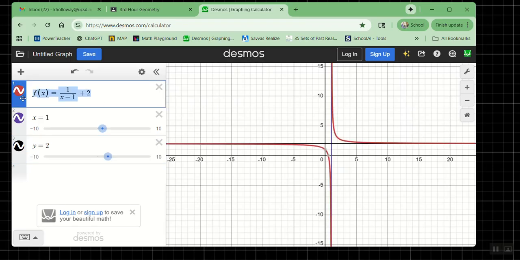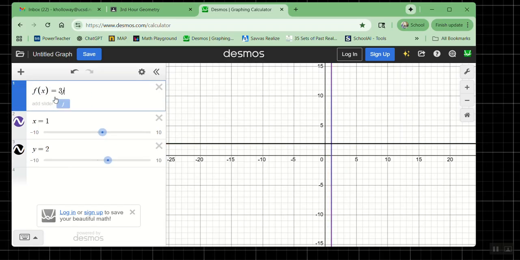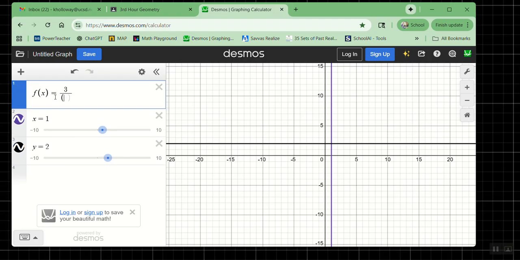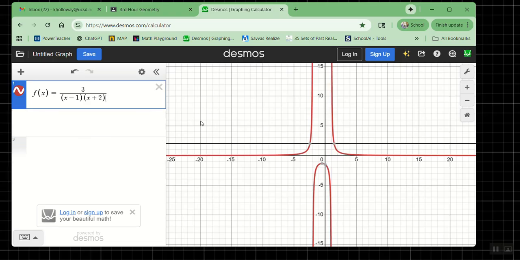I already forgot what it was. 3 over x minus 1 and x plus 2. I think it's backward. But if we look at it, are there 2 vertical lines that this red graph will never touch? Yeah, and they're easy to pick out there. The graphs get kind of weird, and that's okay. But looking at it, if we can decide that dividing by 0 is not okay, we're always going to be able to find our asymptotes every time.